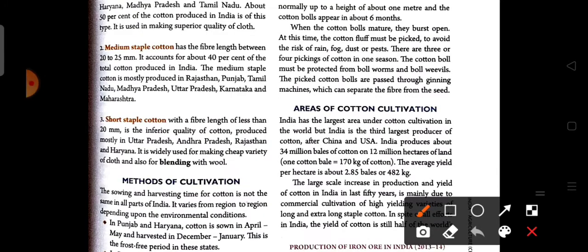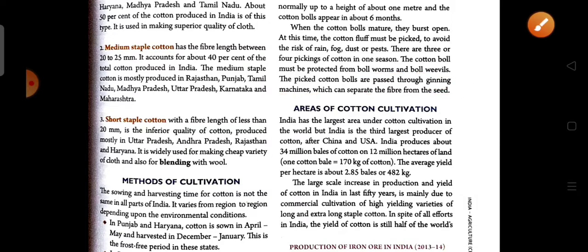The cotton bolls must also be protected from bollworms and boll weevils, which can cause damage to the cotton crops. The bolls are then passed through ginning machines, which separate the fiber from the seed. As we know, the raw material is not pure, and it goes through the process of ginning, which separates the fiber from the seed.